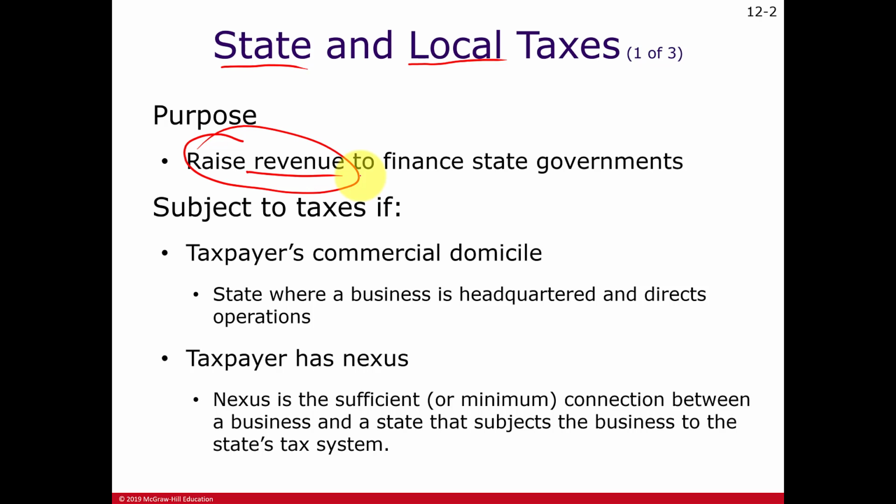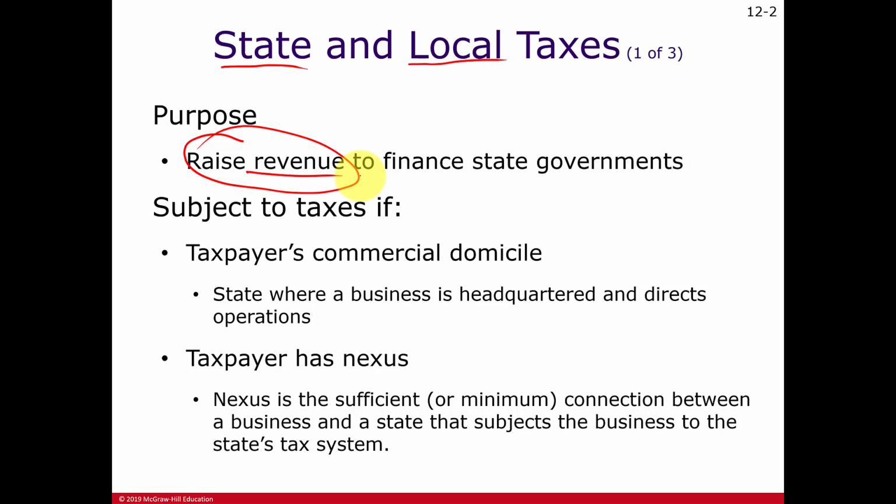Other reasons for taxes is to promote some type of social or environmental policy, or maybe stimulate the economy. Examples of that would be the Tax Cuts and Jobs Act that reduced the tax rates to help stimulate the economy. Or if you want to promote some type of social welfare, maybe things like promoting health insurance or penalizing taxpayers that don't have health insurance.